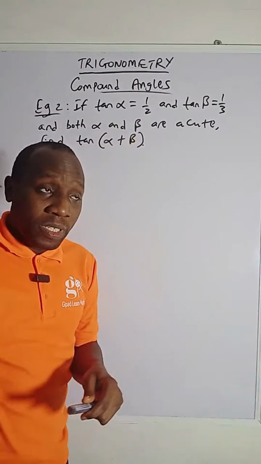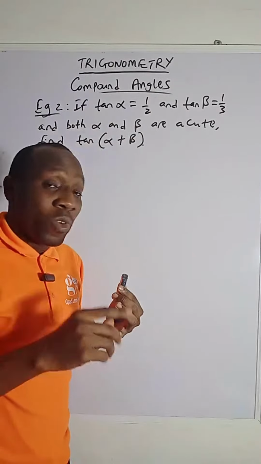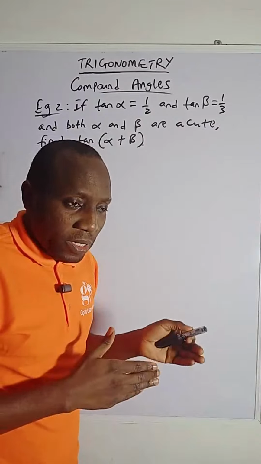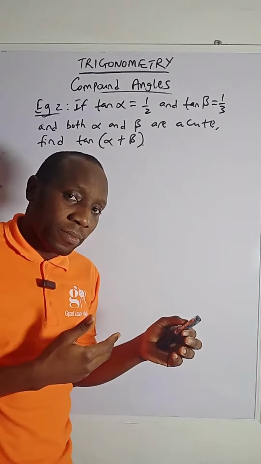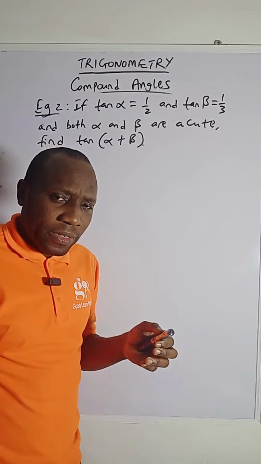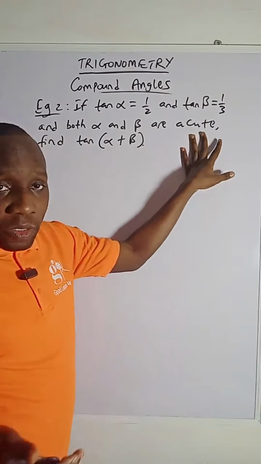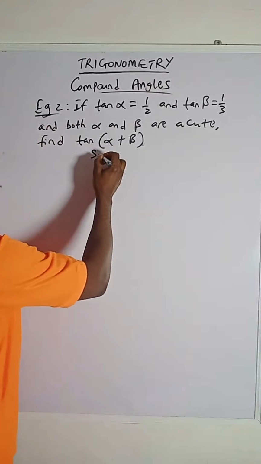You know what acute angles are? For those of you who have been following these lessons, we have talked about acute angles. Acute angles are angles between 0 degrees and 90 degrees. For example, 17 degrees is an acute angle. 87 degrees is an acute angle because it's less than 90 degrees. So they told us that alpha and beta are acute, which means the angles lie between 0 and what? 90 degrees.